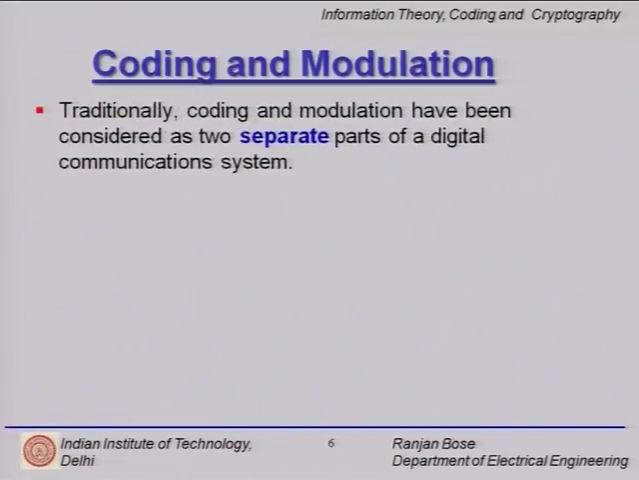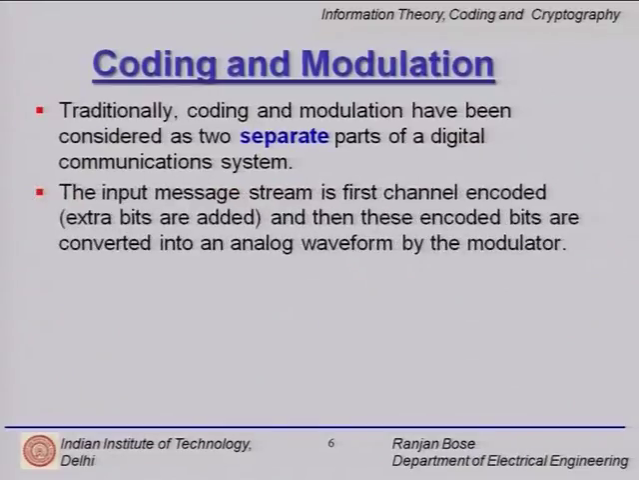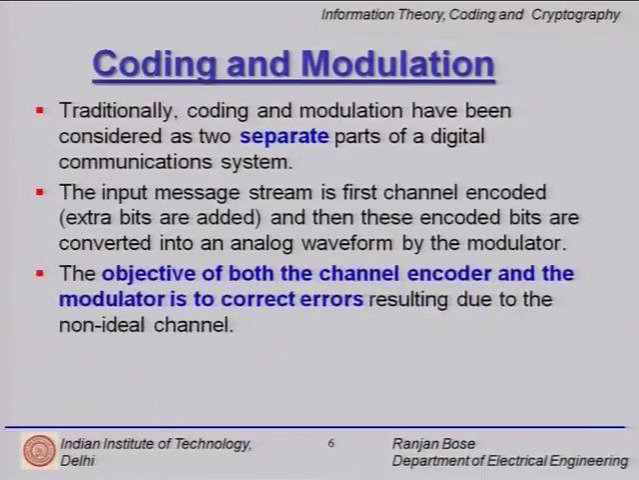How can we talk about coding and modulation on the same slide? Well, traditionally coding and modulation have been considered as two separate parts of our digital communication system. You first do coding and then follow it up by modulation, right. First the input stream is channel coded and then we convert it into an analog waveform by the modulator. But if you look at it more carefully, the objective of both the channel encoder and the modulator is to correct errors, and this is because of the imperfections in the channel. So, both of them are doing the same job.